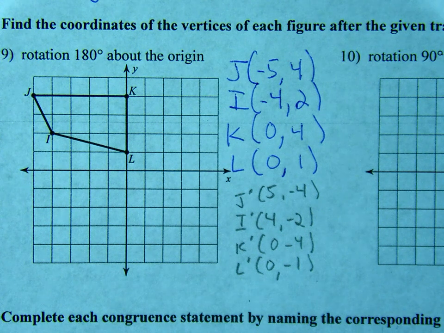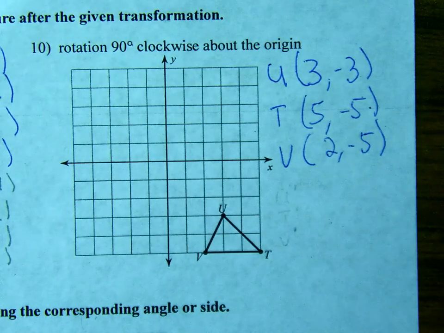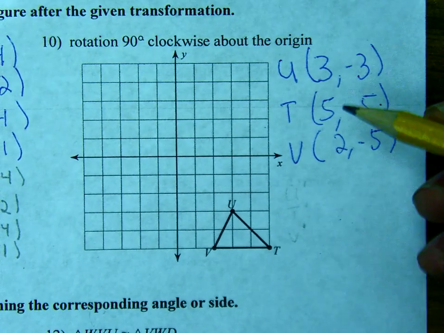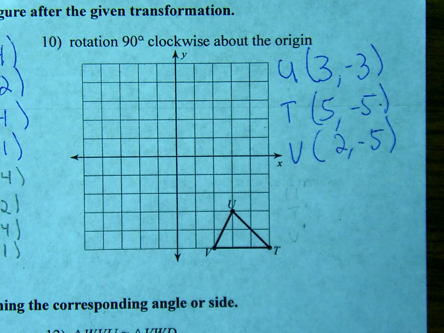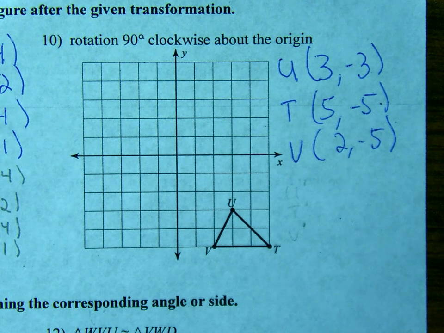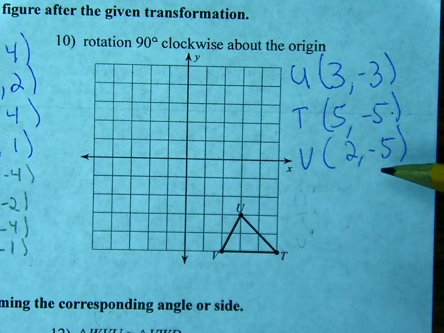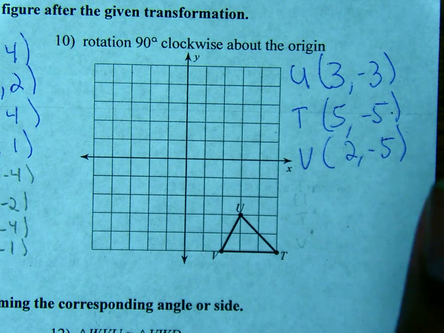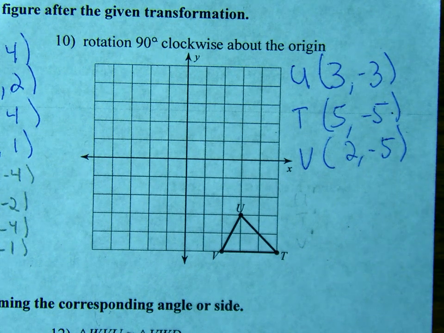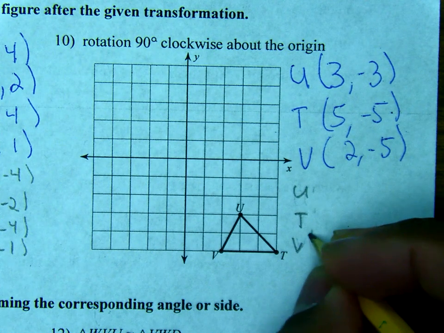All right, let's take a look at number 10. Now, this one is a 90-degree rotation, and you want to start by labeling your points again. Now, we've got all the points here. We've got them listed, and it's a two-part step on this. Okay, we'll come for our U, T, and V prime.